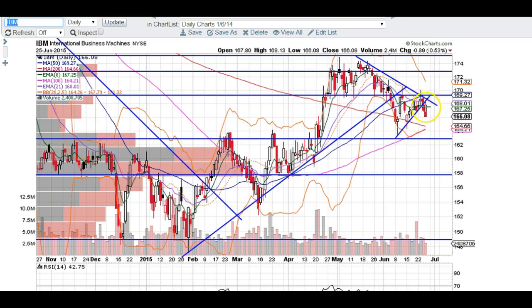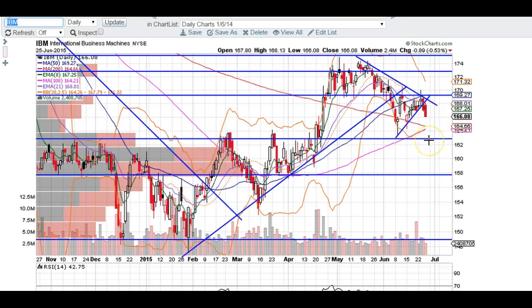This drop on today's candle was not on very significant volume, which makes me think that we're going to do another retest up here in the 168 zone, right at this apex, where this uptrend meets this downtrend line. So right up here at 168 or so is where I think a great short entry would be.